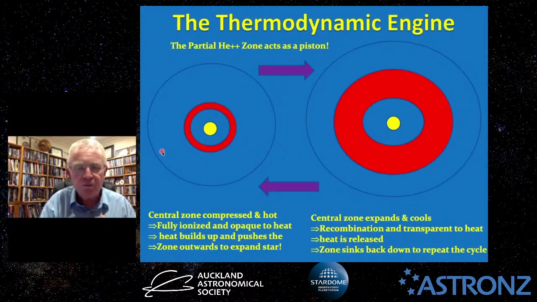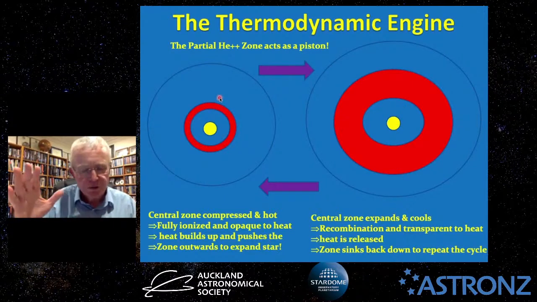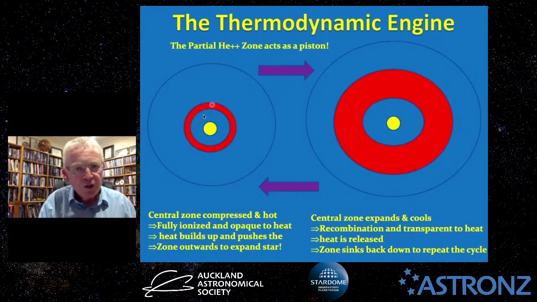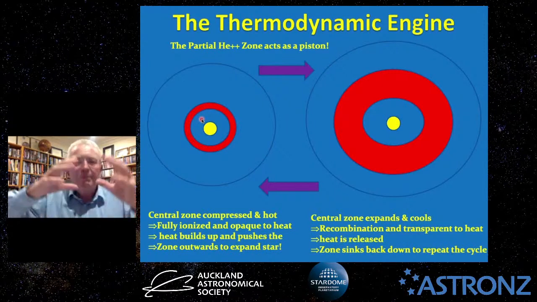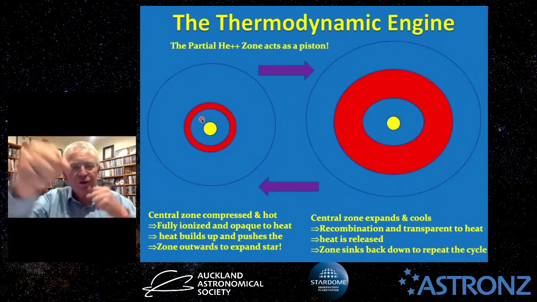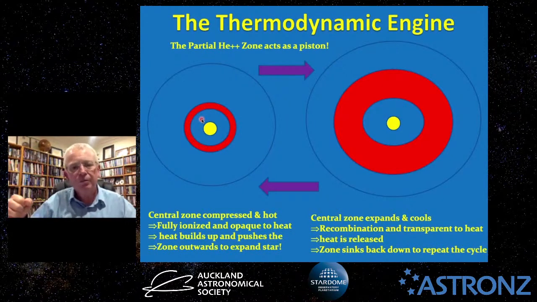Now there's a cycle. Let's start the cycle off when the star's shrunk down. If a star is shrunk down, this zone, this sweet spot within the star of partially ionized helium, has suddenly shrunk closer, so it's got to the hotter region of the star. So what's going to happen? It's going to become more ionized, and all the electrons are going to be buzzing around, running amok among the atomic nuclei. So what does that mean? It's going to become opaque to light, and of course light is heat.